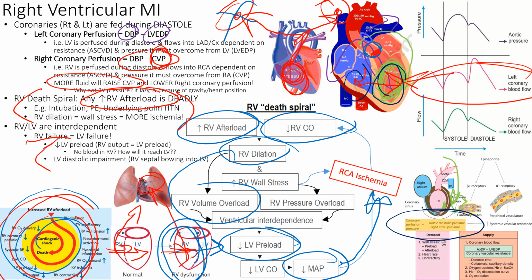So this is why it's important to detect RVMIs, because we want to make sure they are optimized as much as possible. Like for LV failure, we don't want to overload them, right? You're not going to give fluids to someone with LV failure. You're not going to give fluids also to someone with RV failure. All right, so that's the importance of why we want to detect an RVMI.